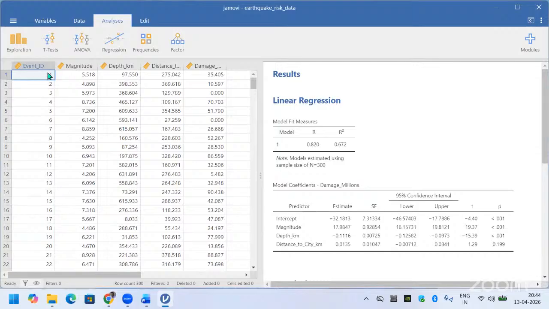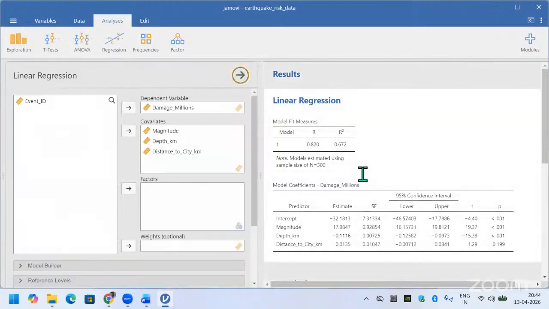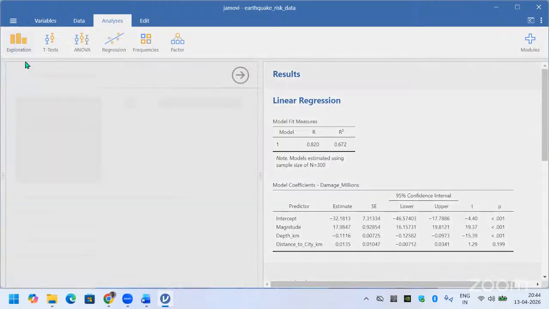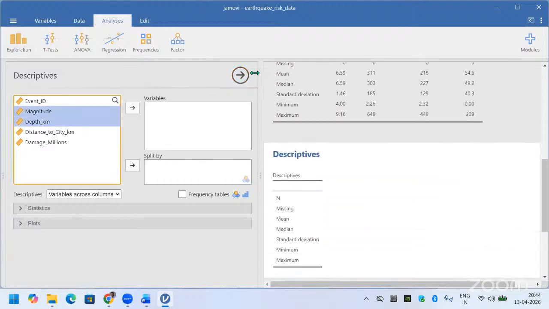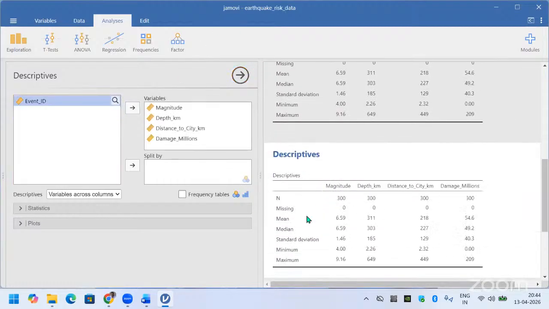So here you can see a lot of damage happened. Magnitude, this one. How much damage has happened? If we check some exploratory statistics for this one, you see these are all continuous variables. Magnitude: the minimum is 4 and the maximum is 9.16. Depth is 2.26 and 649. Distance is 2.32 and 449. And damage in millions: there are certain cases where there is no damage, and certain cases where 209 million has been damaged.